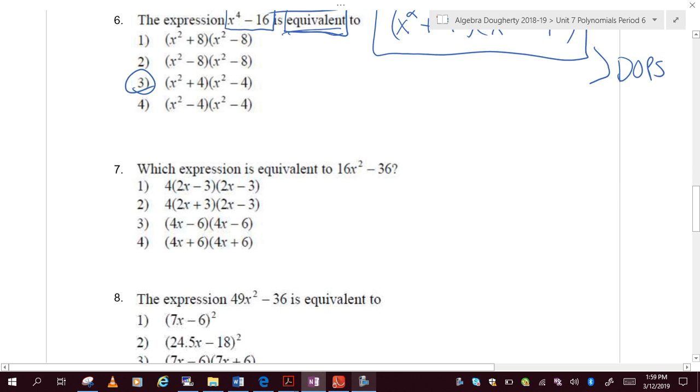Number 7 I found to be rather tricky as well, because it asks you for what's equivalent. Well, what's the first rule of factoring? The first rule of factoring is we don't talk about factoring. That's not true, actually. The first rule of factoring is GCF.